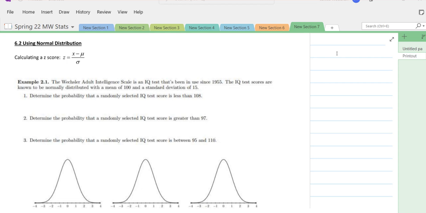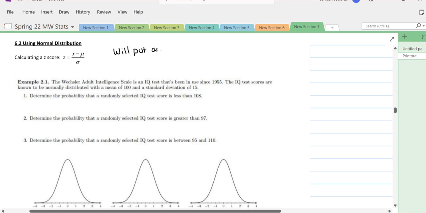And this formula is z equals x, the value that you're going to look up, minus the mean, over the standard deviation. That will standardize any score, meaning that it will put any x value onto the standard normal curve. Remember, the standard normal curve is that curve with a mean of 0 and a standard deviation of 1.